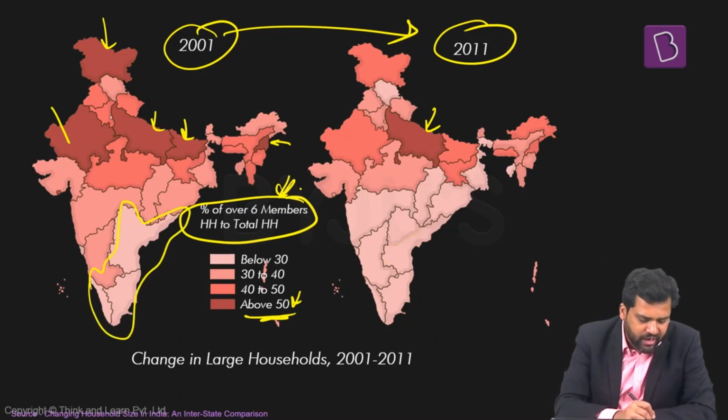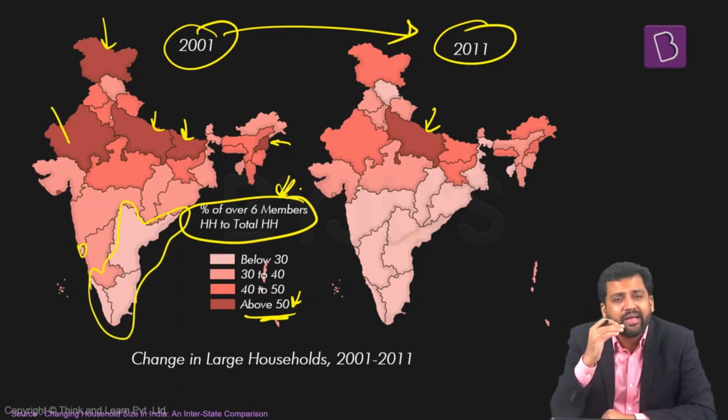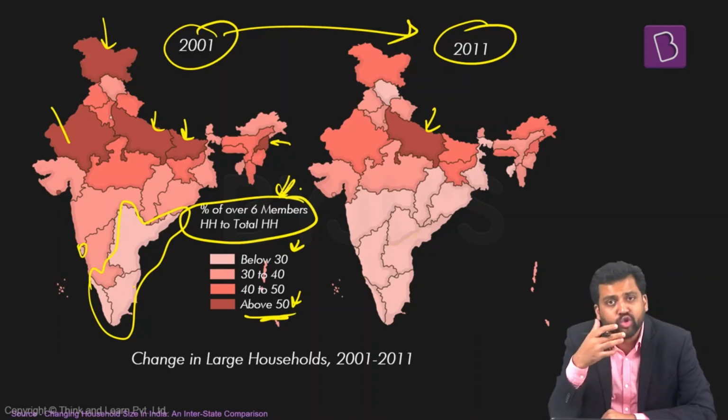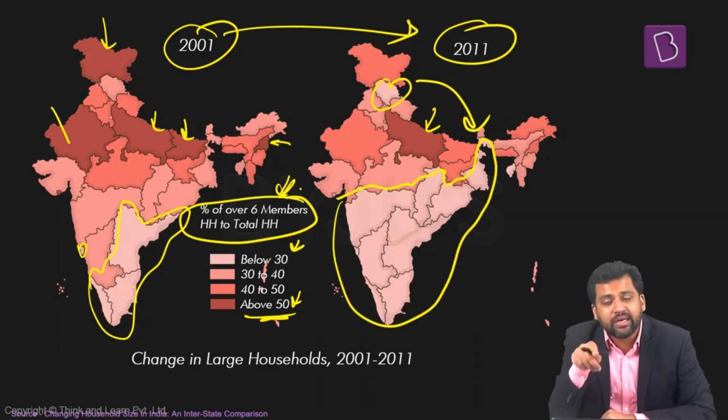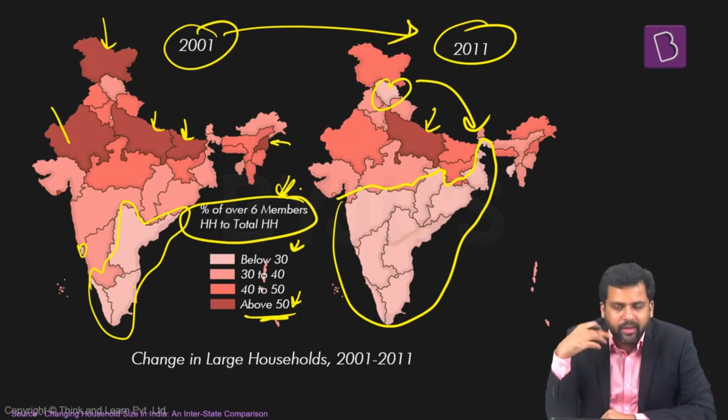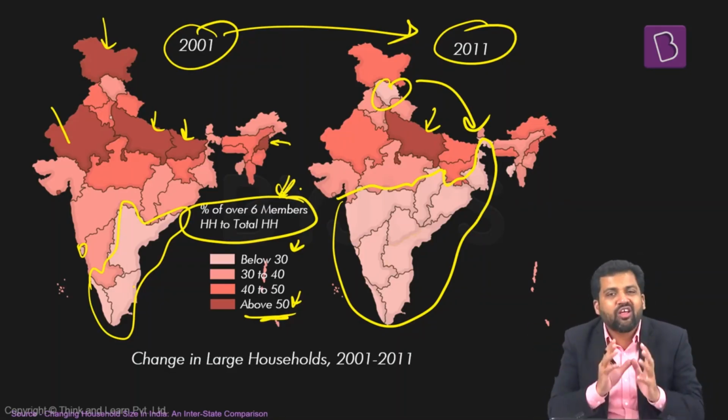Look at the light shades. Kerala, Goa, Tamil Nadu, Andhra Pradesh, right? Here, less than 30% of the households have more than 6 members. Look at 2011. So many states in India have less than 30% of households with more than 6 members. So it shows that there's a gradual shift towards smaller families, smaller households.